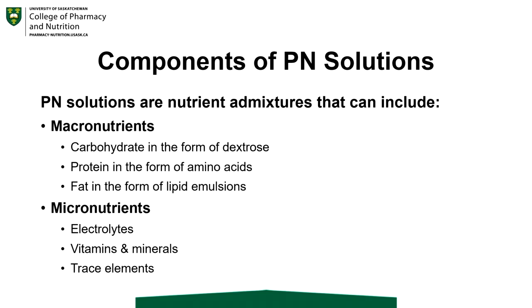PN solutions can provide all nutrients necessary to sustain health, including carbohydrate, fat, protein, electrolytes, vitamins, minerals, and trace elements. The macronutrients, dextrose, amino acids, and lipids are prescribed in different concentrations and volumes depending on the individual's nutrient requirements. Electrolytes can be added according to the patient's requirements. Vitamins, minerals, and trace elements are added as either single entity products or combinations of water and fat-soluble vitamins. And trace elements, which include zinc, copper, manganese, selenium, and chromium, can also be added in concentrations to meet the patient's micronutrient requirements.